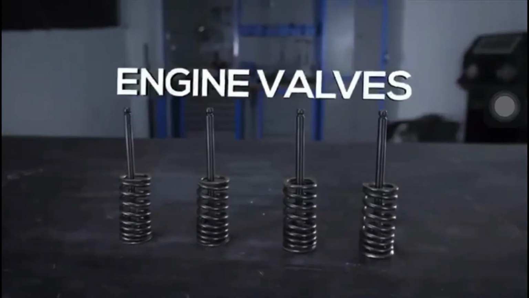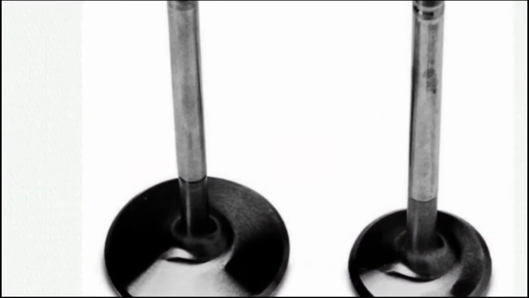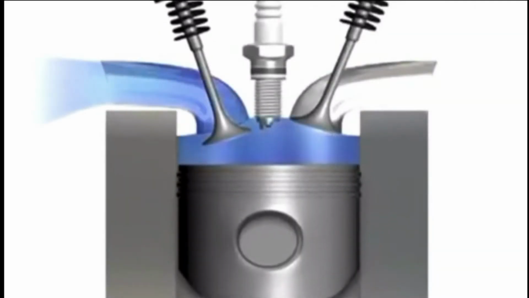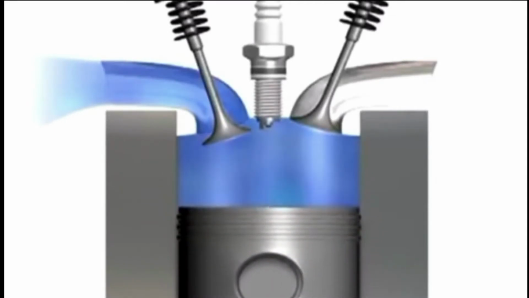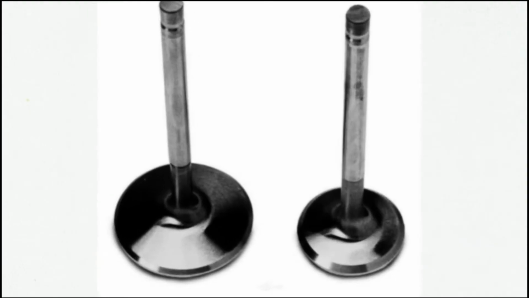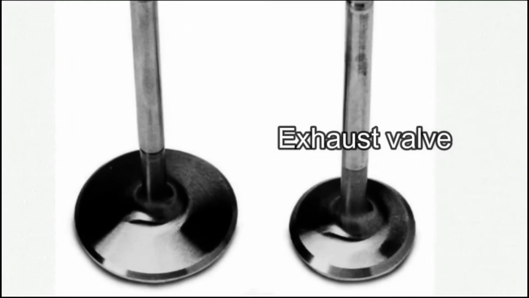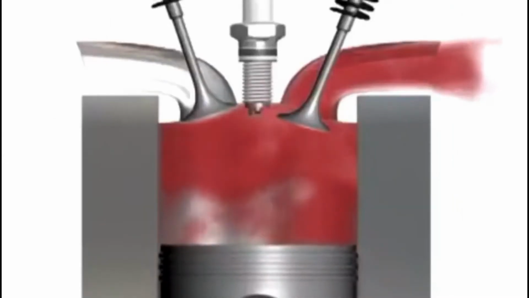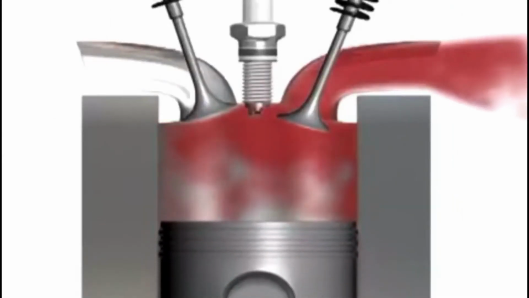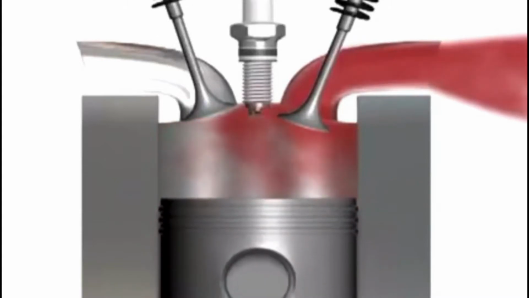There are two types of valves. The first one is the intake valve, which opens at the proper moment in the cycle to allow the fuel-air mixture to be drawn into the cylinder. The second one is the exhaust valve. That's the smaller of the two valves, and through the exhaust valve the gases of the combustion generated in the cylinder go out.